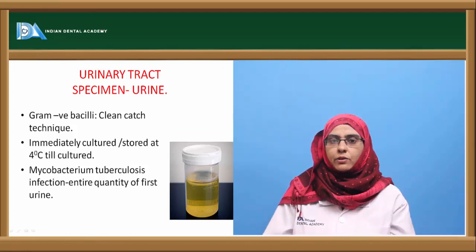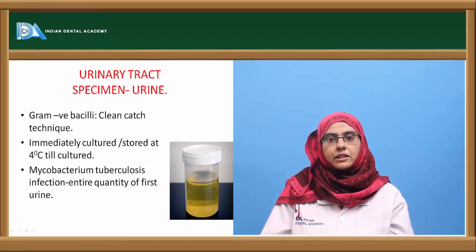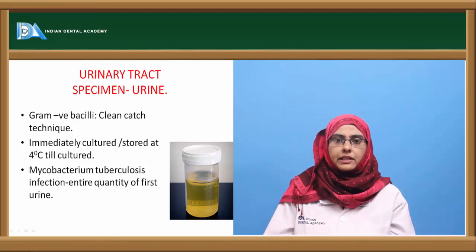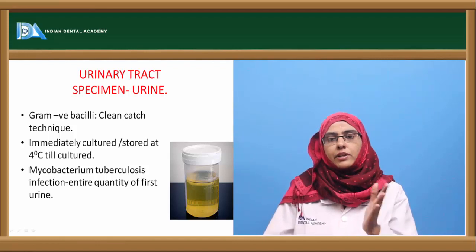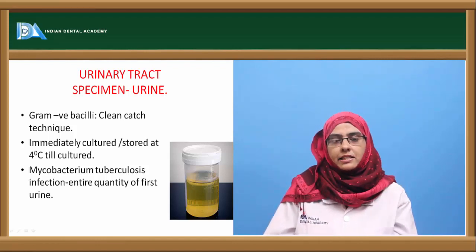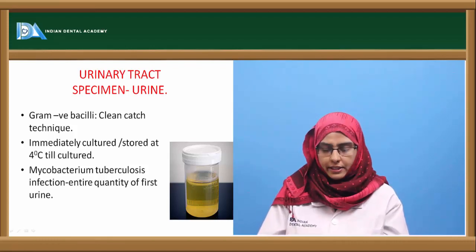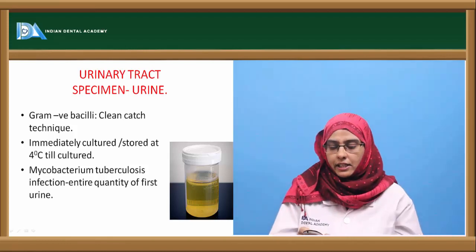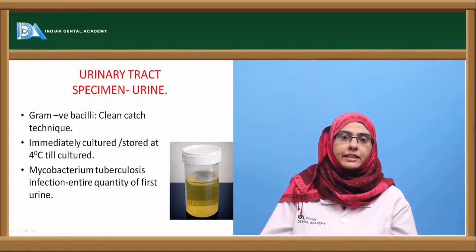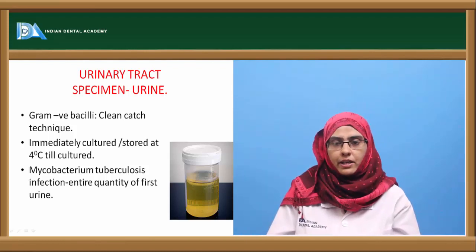And in case of children and patients, you can make use of different types of catheter to collect the specimen. And here, if the person is suspected to be suffering from mycobacterial tuberculosis, then the first voided urine, that is the early morning urine, is taken as the specimen, because it is more concentrated with the mycobacterial species. So here the urinary tract specimen is a urine representing different types of urinary tract infections caused mostly by gram-negative organisms or anaerobic organisms.